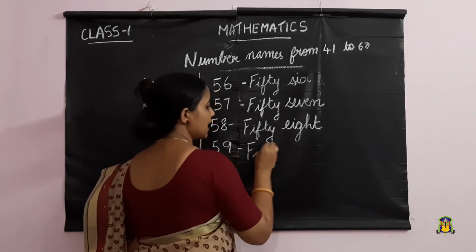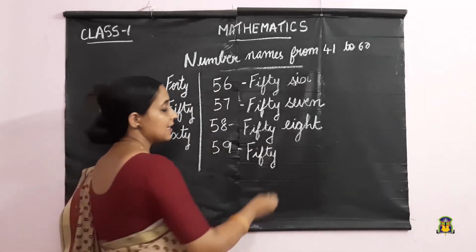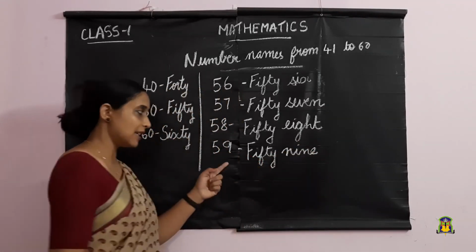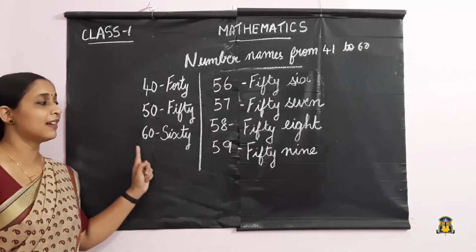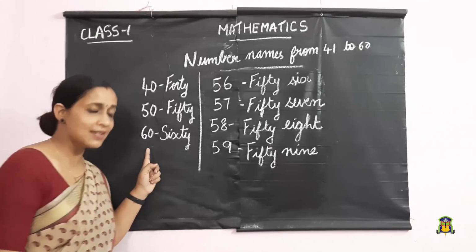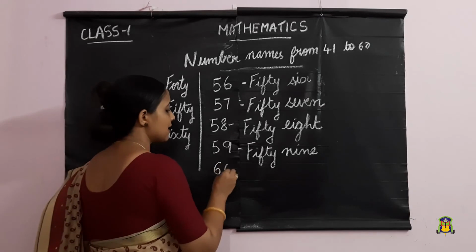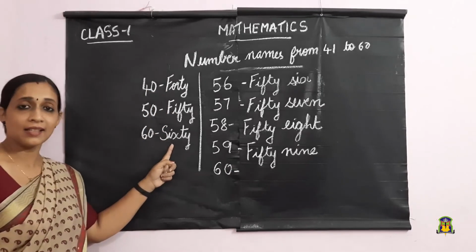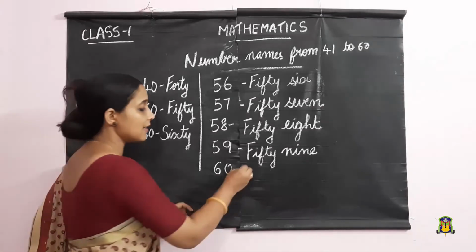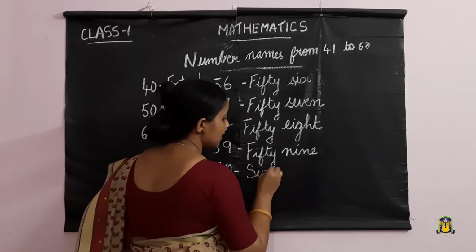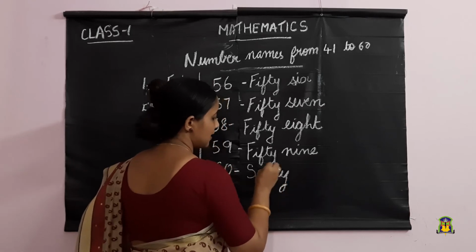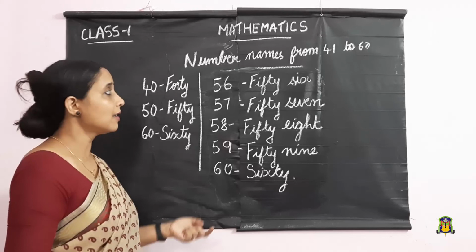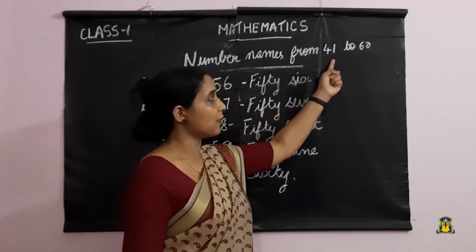F-I-F-T-Y, 50. And which number is this? 9. N-I-N-E, 59. The number after 59 is? Which is the number after 59? 60. 6 followed by 0 is 60. And we have already written the spelling of 60. And what is it? S-I-X-T-Y, 60. Okay children, so we have learned the number names from 41 to 60.